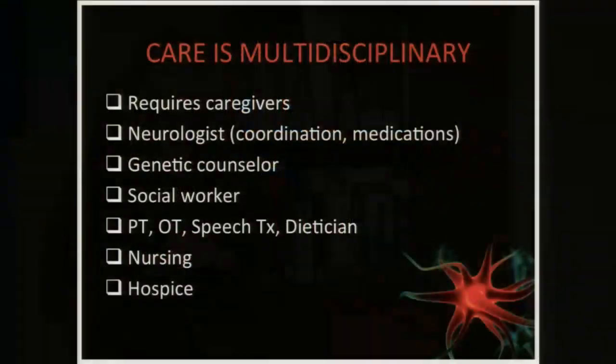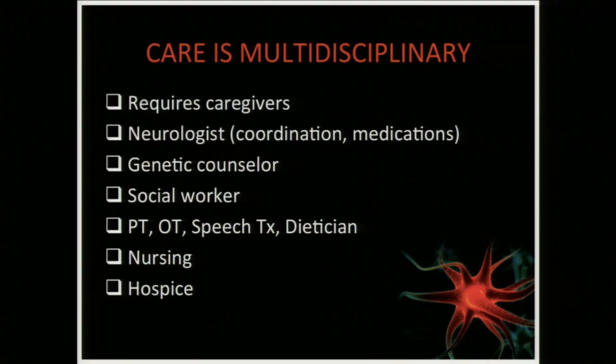So, what else do we know? Well, care should be multidisciplinary, and in general it needs to be. So it requires the caregiver's involvement, a neurologist, and often there are different types of neurologists. I'm a movement disorder specialist. My colleague and co-director, Dr. Sharon Shaw, is a memory disorder specialist. So we often need multiple types of neurologists.